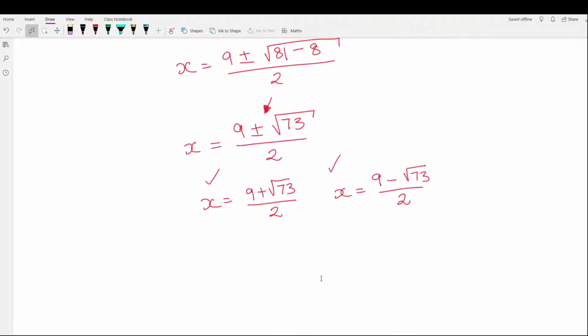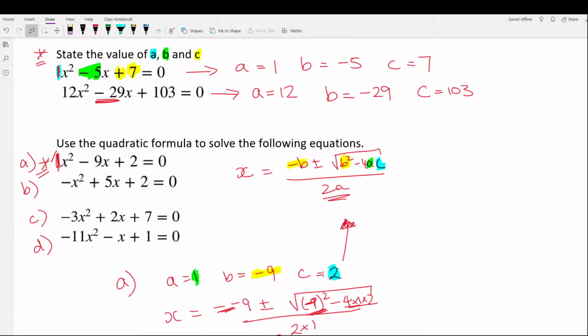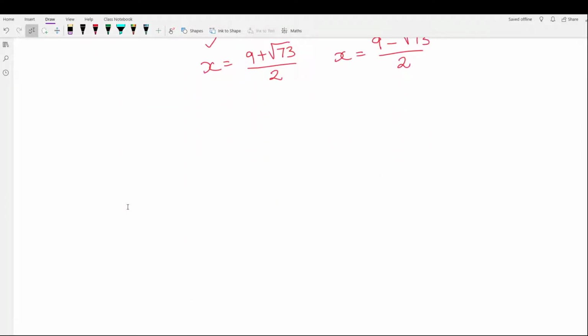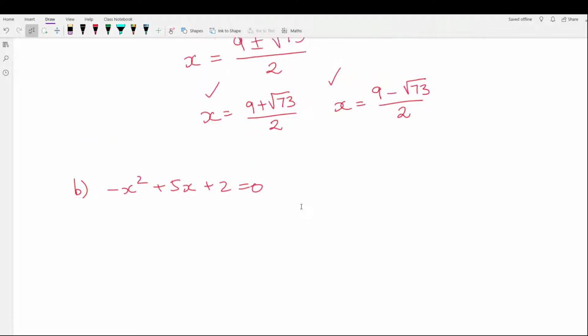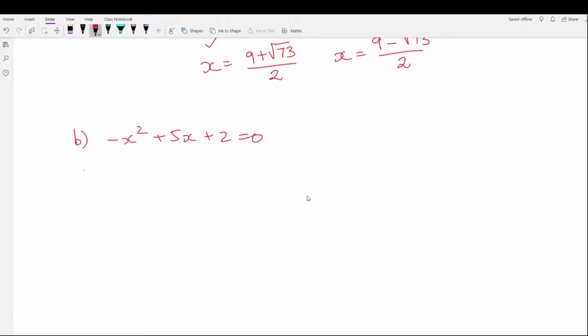Okay. Let us continue. So let me do B now. I'm going to do this a little bit quicker this time. So minus x squared plus 5x plus 2 equals 0. I need to double check my equation. Yep. So A equals minus 1, B equals 5 and C equals 2.